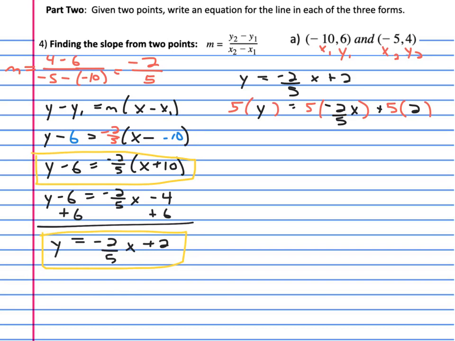And when we simplify that, we get 5y equals, the whole point of this is that this 5 cancels this 5 out, and we get negative 2x plus 10. Okay, and the final thing we need to do is we need to turn it into standard form, which is ax plus by equals c. So we need to add the 2x over here and add the 2x over here, and we get 2x plus 5y equals 10.